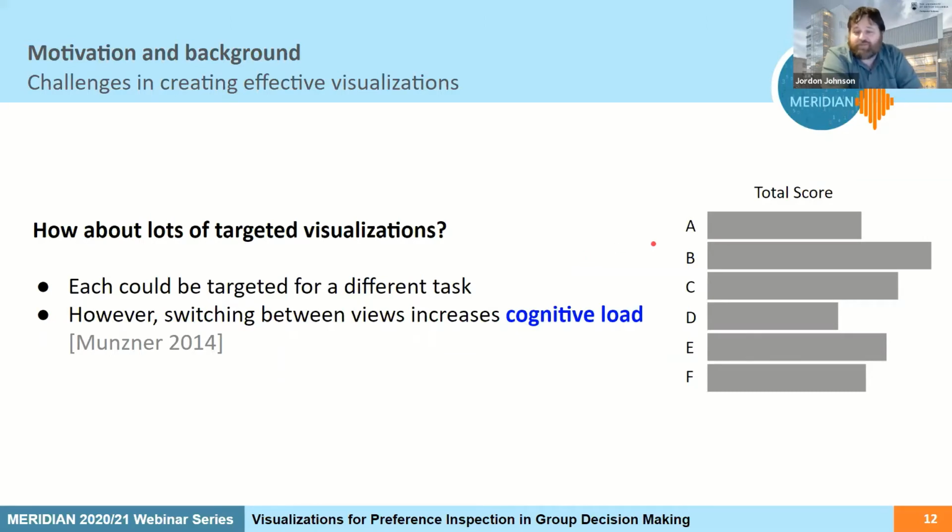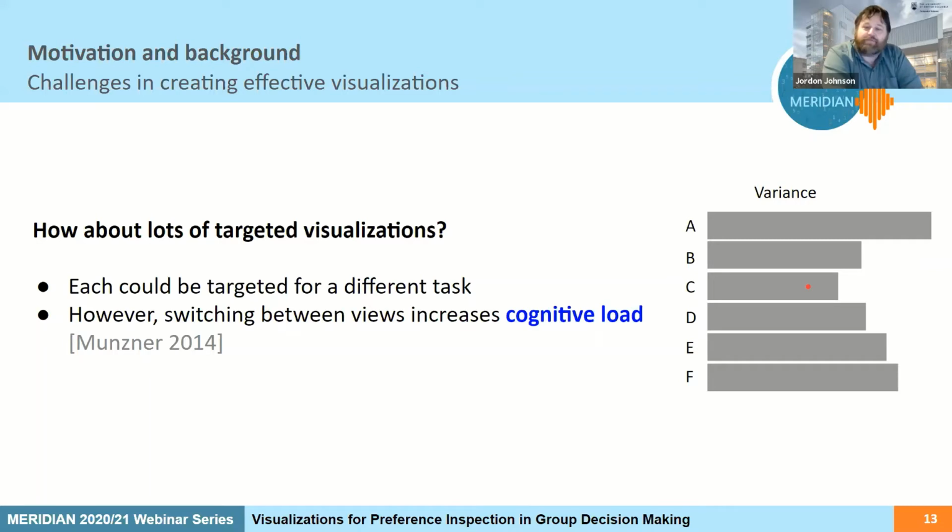We still have this same visualization here for total score. B is the highest total score. Now I want to consider disagreements. So let's do another bar chart of variance. So we go ahead and we do a bar chart of variance. And we go, okay, B is pretty low in terms of variance, so not necessarily a lot of disagreement. But C has the lowest variance. So we seem to have the most agreement about C.